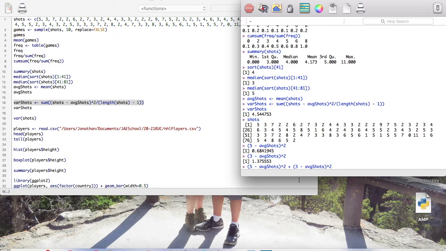Right, and then we would keep on adding all of these up. So then the next one we'd have would be 7 minus the average shots squared, and so on and so forth. And then we would divide the entire thing by 80. And when we do that, we get this value of about 4.5.